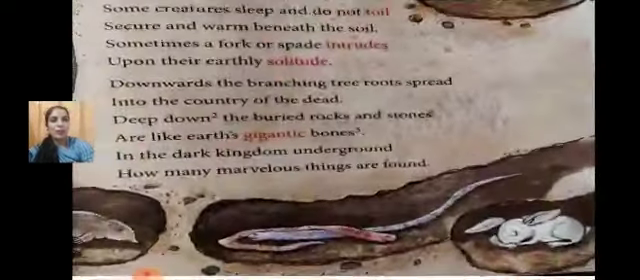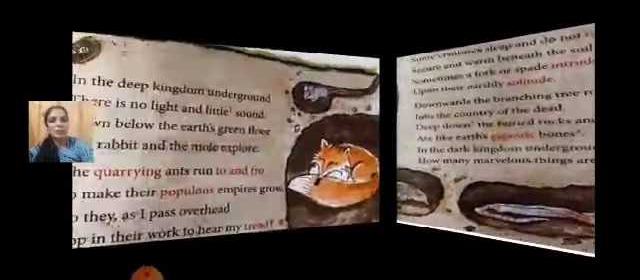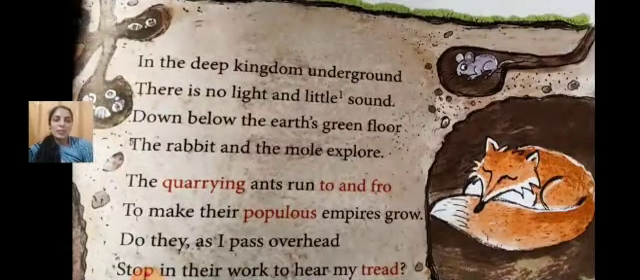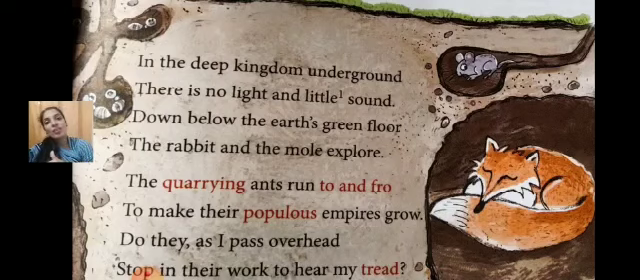Okay. So children, let's move back to the poem again, with the explanation. Now let's get the explanation stanza-wise. In the deep kingdom underground, there is no light and little sound. The poet is explaining the creatures which are living underground. Yes, they are also having a kingdom. Where is that? Underground. There is no light and little sound.